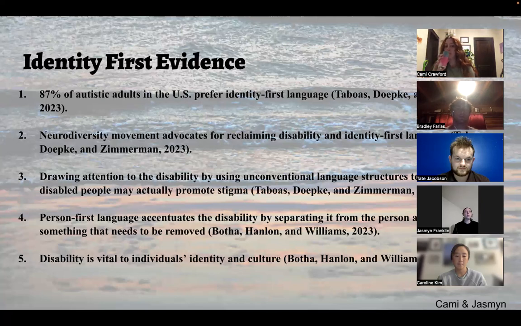The same article also reminds us that disability is vital to individuals' identity and culture, which is included in Ethics Code 1.07, Cultural Responsiveness and Diversity. Disabilities are under the umbrella of diversity and need to be considered in our language use.